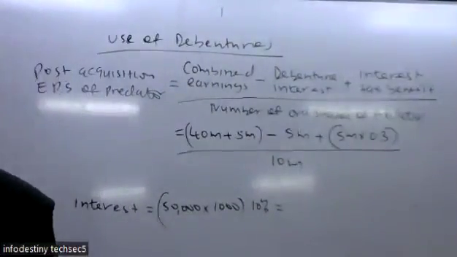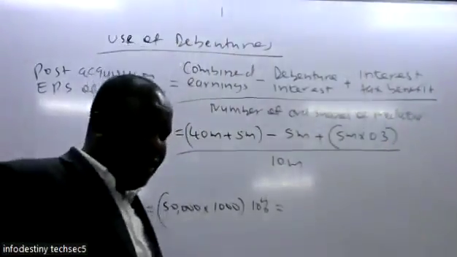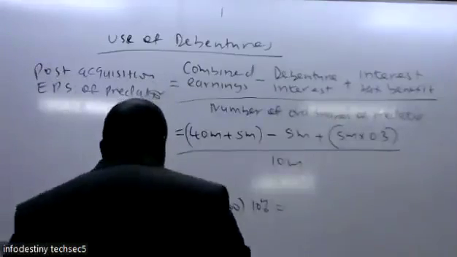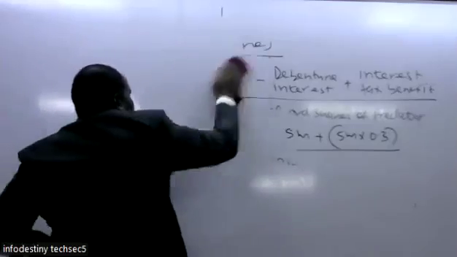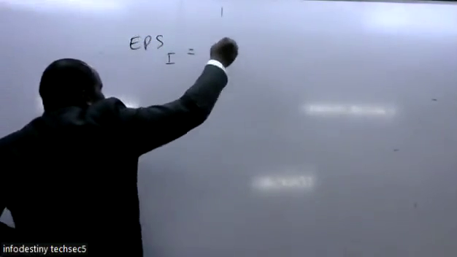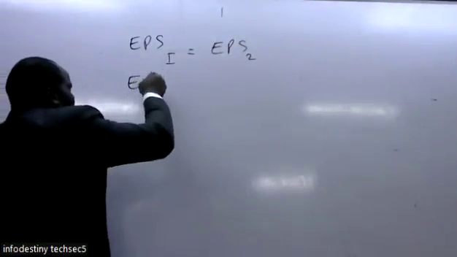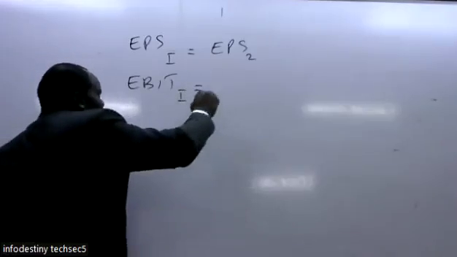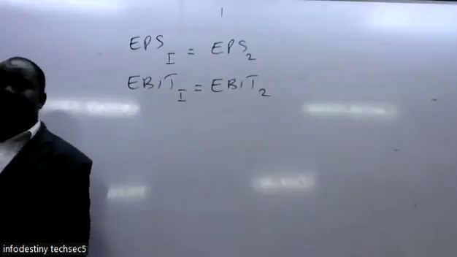The level of the combined operating profit at which Kuba Limited will be indifferent between financing option 1 and option 2 is the point of indifference. At the point of indifference, earning per share for option 1 will be the same as earning per share for option 2. Also, earnings before interest and tax for option 1 will be the same as for option 2.